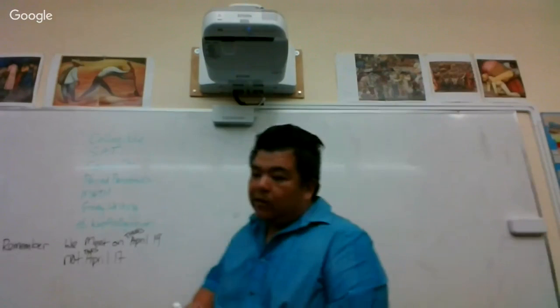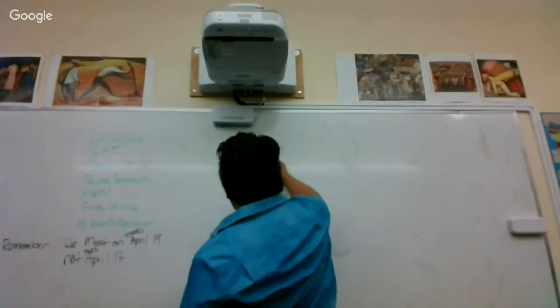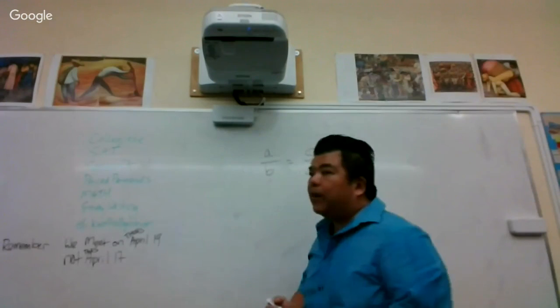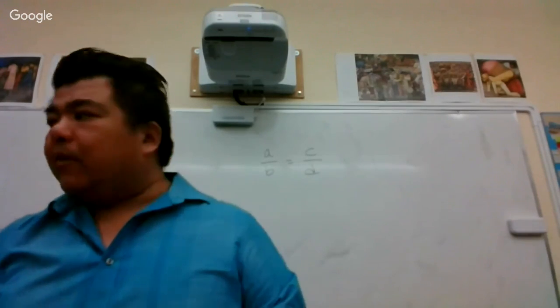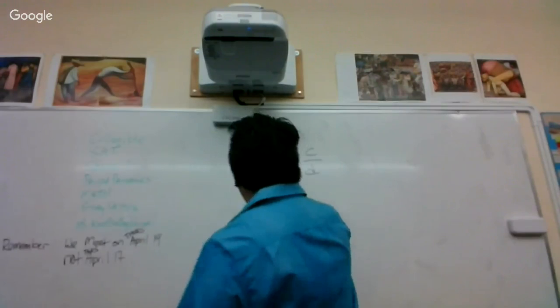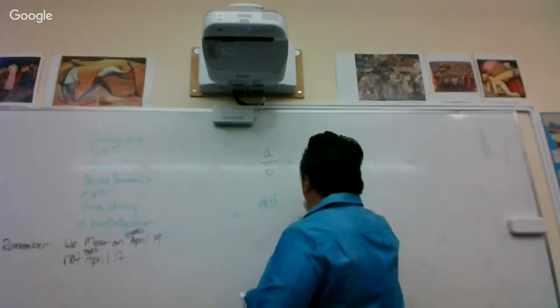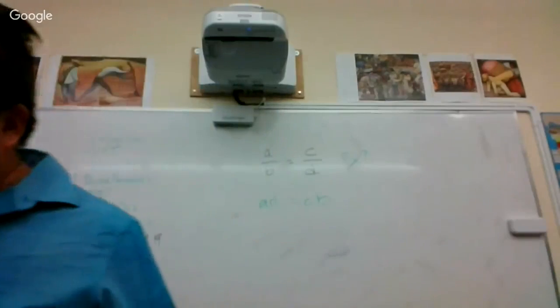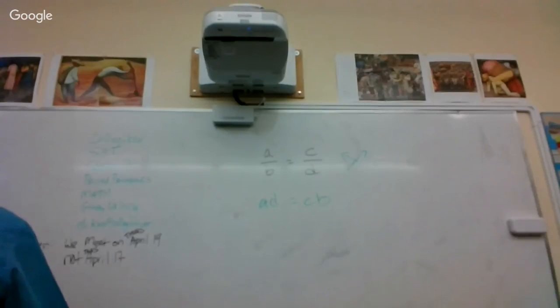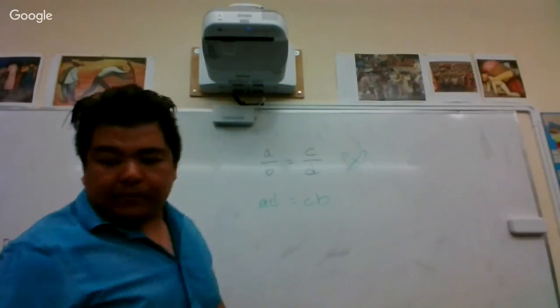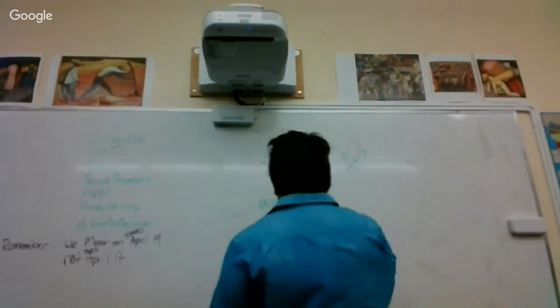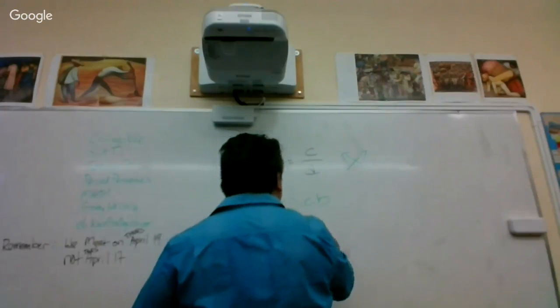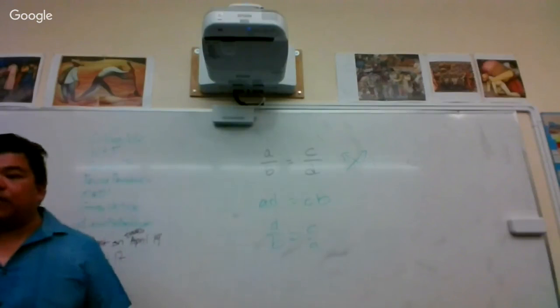So let me write the first one. A over B, C over D. Can we cross multiply this to get AD equals CB? Can we get that? Yes. So if we cross multiplied it, we would get AD is equal to CB, right? That's cross multiplying. Can we go from there to get D over B, C over A? Yeah, we can, cross dividing, plus a bunch of other things that you can. So this would be D over B if I cross divide C over A. That's possible, right? Cross dividing.